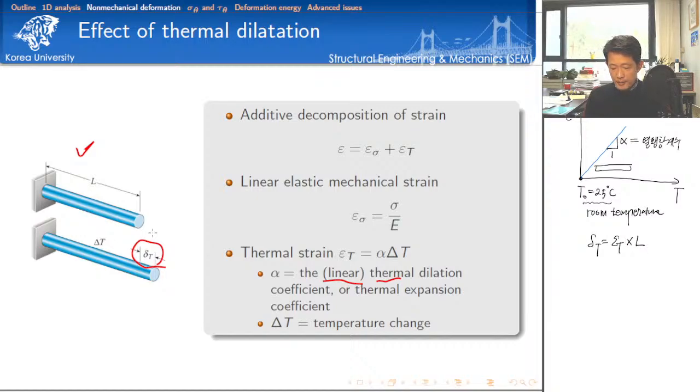And then how do you get epsilon T? Epsilon T is equal to the thermal dilatation coefficient times the temperature change, the current temperature minus the reference temperature. Simply we write that as alpha delta T. So let's plug in here. Then this is alpha delta T L, isn't it? We can easily calculate the elongation caused by the temperature change.